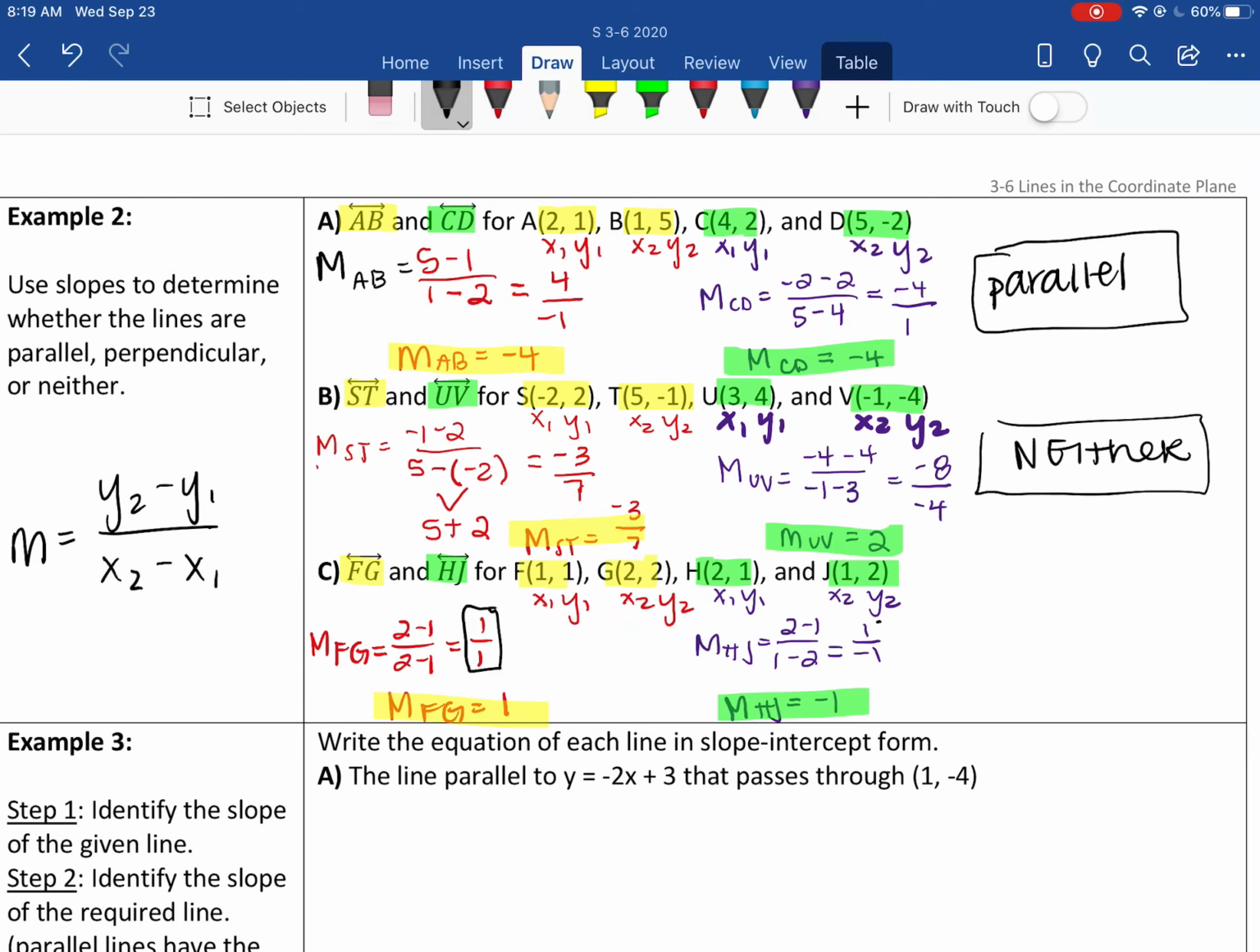Now, you guys might think that these are neither, but look at these fractions. If I flip 1 over 1, it's still just 1 over 1. But notice this is positive 1 over 1, this is negative 1 over 1. So these are actually opposite reciprocals of each other because one's positive, one's negative. So these are perpendicular. All right, so there's how all 3 of those are going to look.